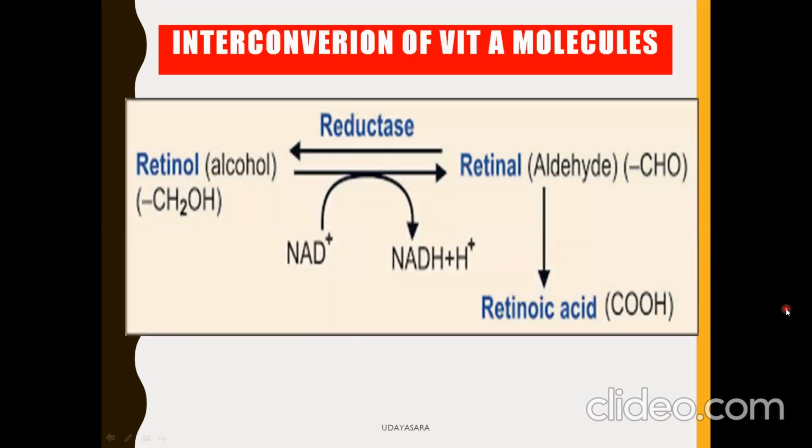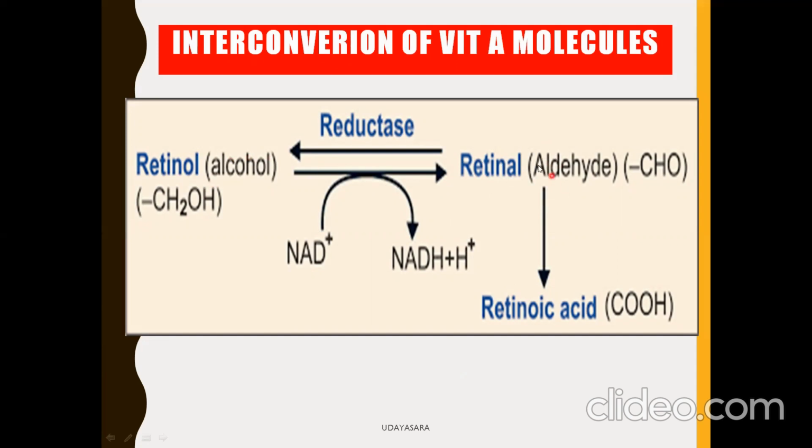So how the vitamin A molecules or retinoids get interconverted. This retinol is mainly found in the animal sources. They get oxidized to form retinal, which is an aldehyde form. When alcohol is oxidized, you know that there is a formation of aldehyde. So alcohol, by alcohol dehydrogenases, forms retinal.